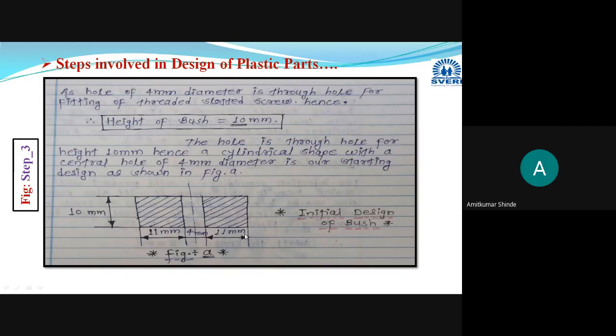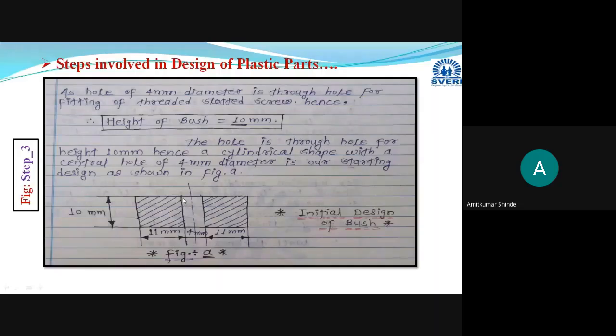This is a very important step. This is the initial design of the bush. This is the drawing. Please draw this diagram. This is the design of the bush: 26 millimeter diameter, 10 millimeter height. This is a through hole, and this is the remaining part. It will be solid.